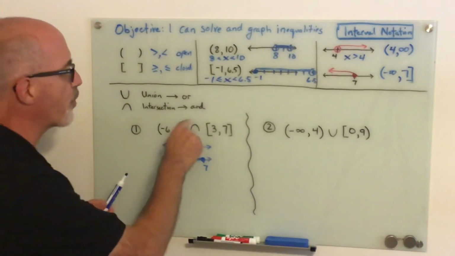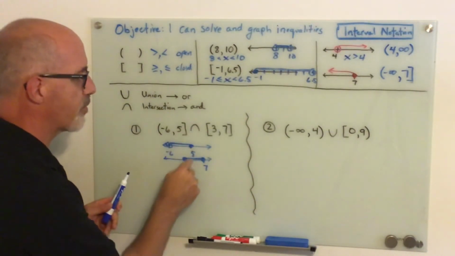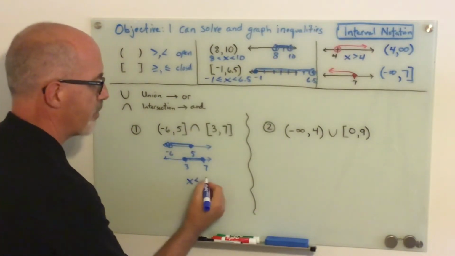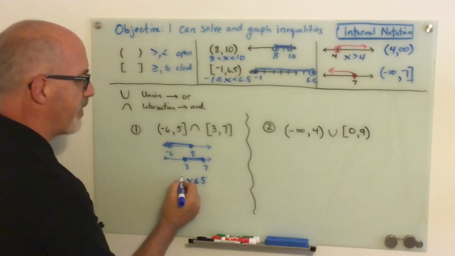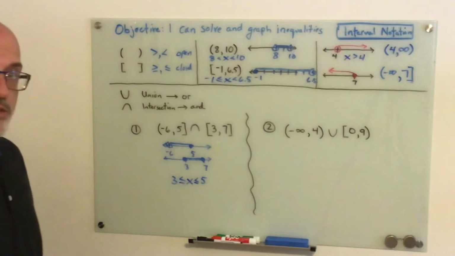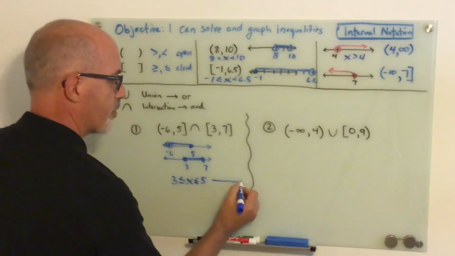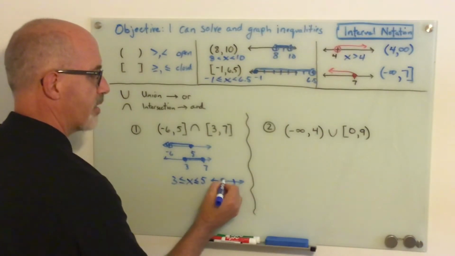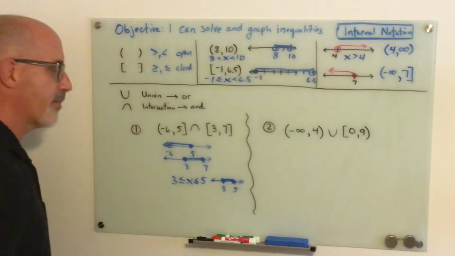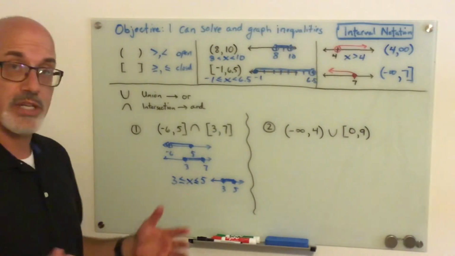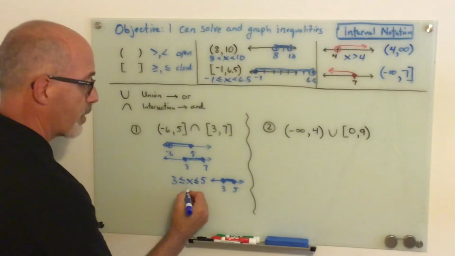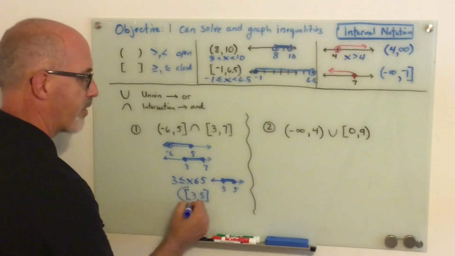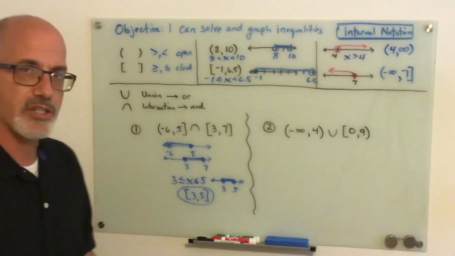Notice that their overlap, or their intersection, is from 3 to 5. So what I have for my overlap here is that x is going to be between 3 and 5. That's the way to write it in our traditional notation. Our graph would be from 3 to 5, where you have closed dots on each and in between. And if we were to write this in interval notation, because it is between two numbers, we could write this with a bracket on 3, a bracket on 5, and that would be our final answer for that intersection.